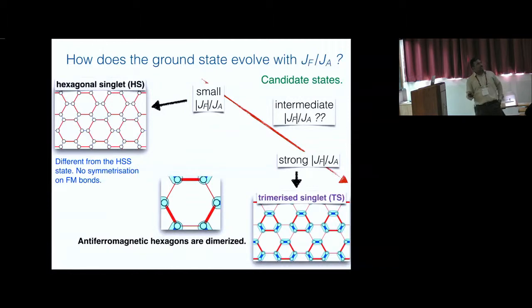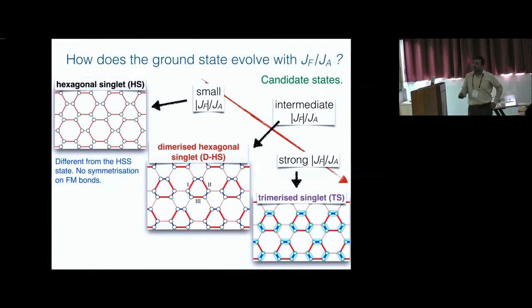The trimerized singlet state from the spin half Hida model point of view is nothing but a dimerized singlet, hexagonal singlet. I mean, what we are calling a trimerized singlet for spin 1 is essentially a dimerized hexagon for the Hida model. But remember, there is one difference between these two. These shaded, thick figures here are basically just telling you symmetrization. There is no symmetrization here.